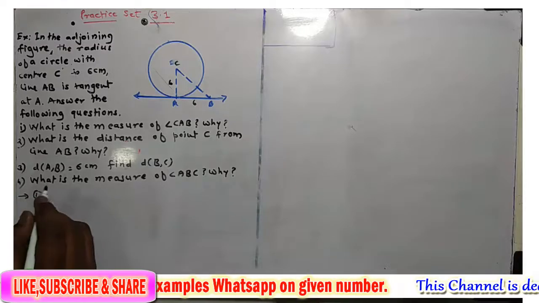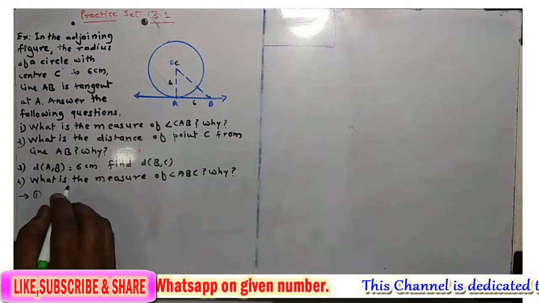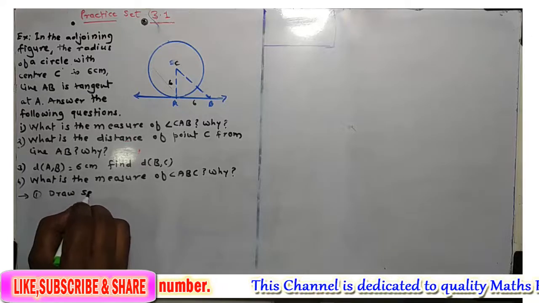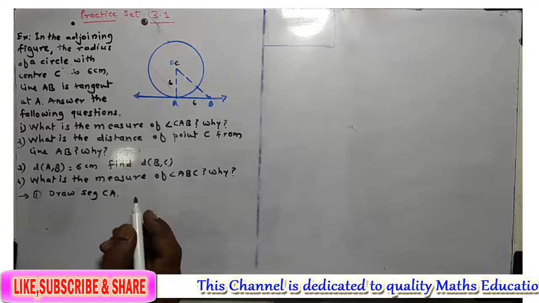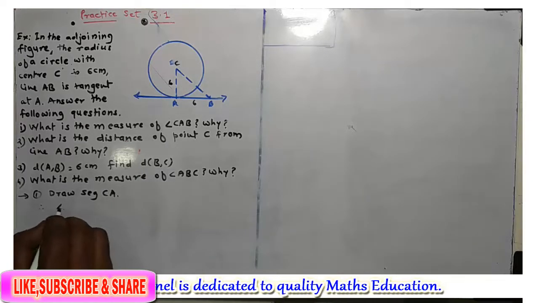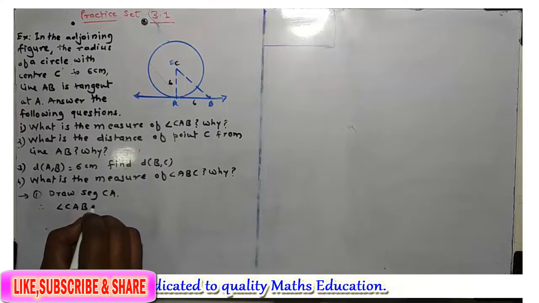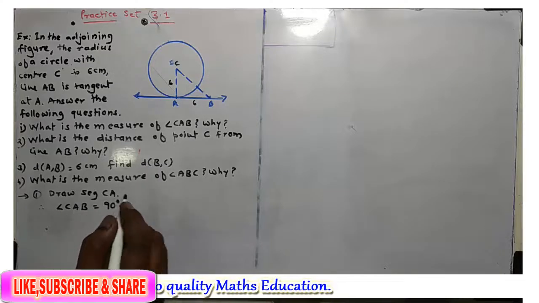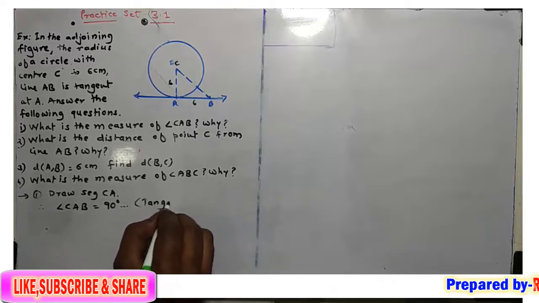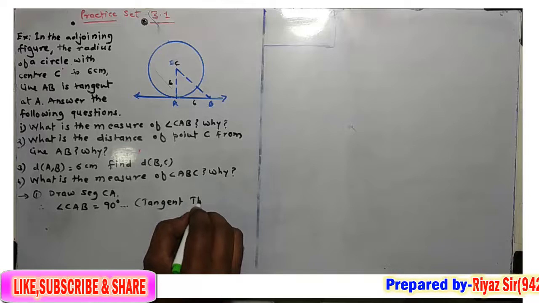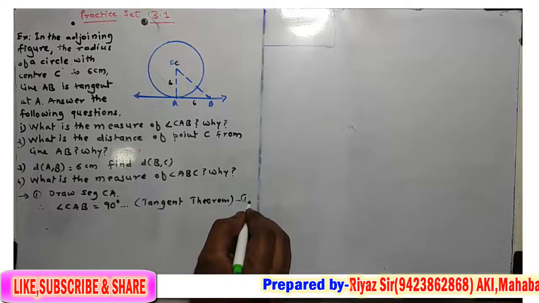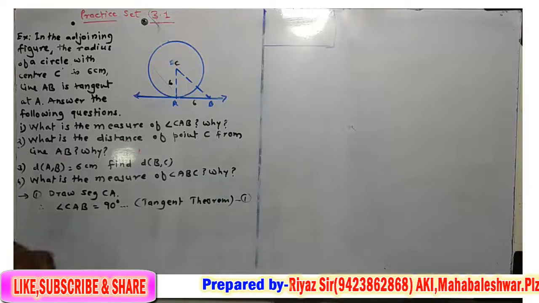For first, number 1, draw segment CA. We draw segment CA. Therefore, angle CAB is equal to 90 degree. Reason is tangent theorem. Yesterday we have studied. Okay, say this is equation number 1. Okay, now this is answer for first.